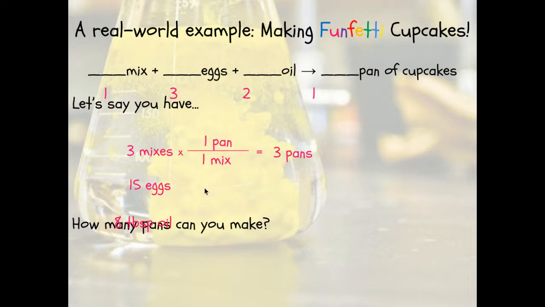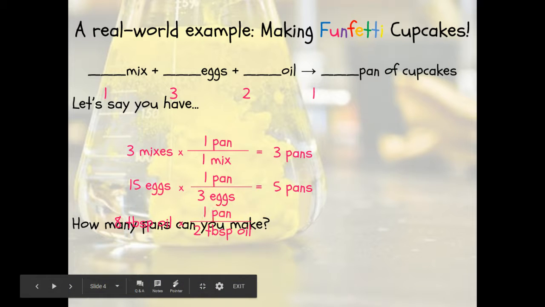All right, let's do the same thing for eggs. I know that for every 3 eggs, I have 1 pan of cupcakes. So multiply across and then divide, out of 15 eggs that I have, and that's all I have, I can produce 5 pans of cupcakes. Now with 8 teaspoons of oil, I know that for every 2 teaspoons of oil, I can produce 1 pan of cupcakes. So teaspoon of oil goes on the bottom, so it cancels out, for every 1 pan of cupcake, and I get 4 pans.